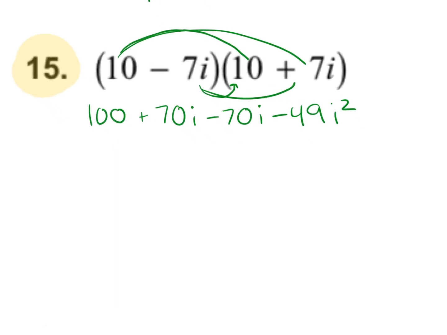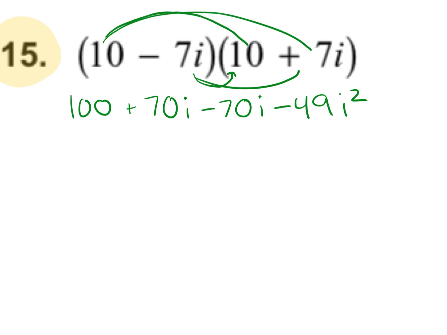What would we do next here? Change the i squared to negative 1. Well, what's negative 49 times negative 1? Positive 49. Now we can combine like terms. So you always want to change your i squared, then combine like terms. Start with the real parts.